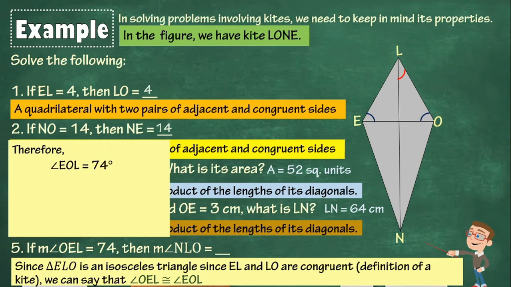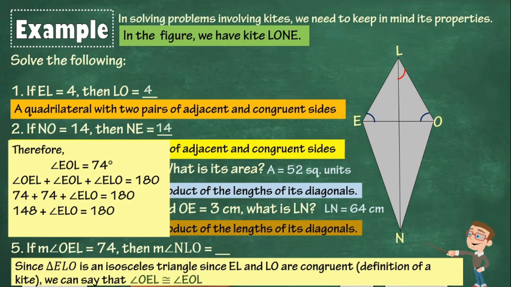Therefore, angle EOL is equal to 74 degrees. Using the sum of the measures of the interior angles of a triangle, we can say that angle OEL plus angle EOL plus angle ELO is equal to 180. Substituting the values, we will have 148 plus angle ELO equals 180 degrees. Manipulating our equation, the measure of angle ELO is now 32 degrees.